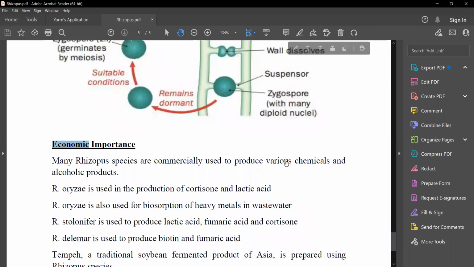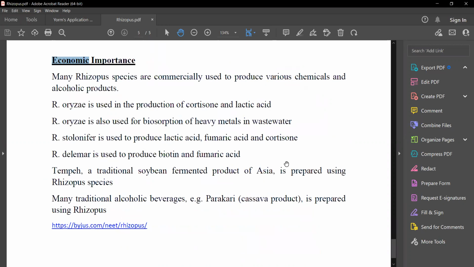So now, these are some economic importances of rhizopus. They are mostly used in alcoholic beverages, right? Used in the production of cortisone, lactic acid, fumaric acid, etc. So they are mostly used in the production of these alcohols and then acids as well. And then they are used for bioabsorption or bioresorption of heavy metals in wastewater. Because when they land on suitable substrates, the rhizoids are able to tap the nutrients out into the hyphae.